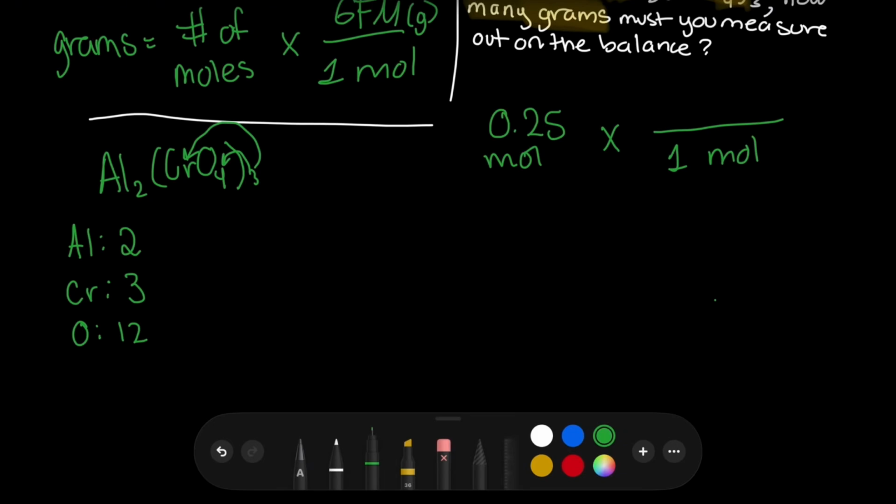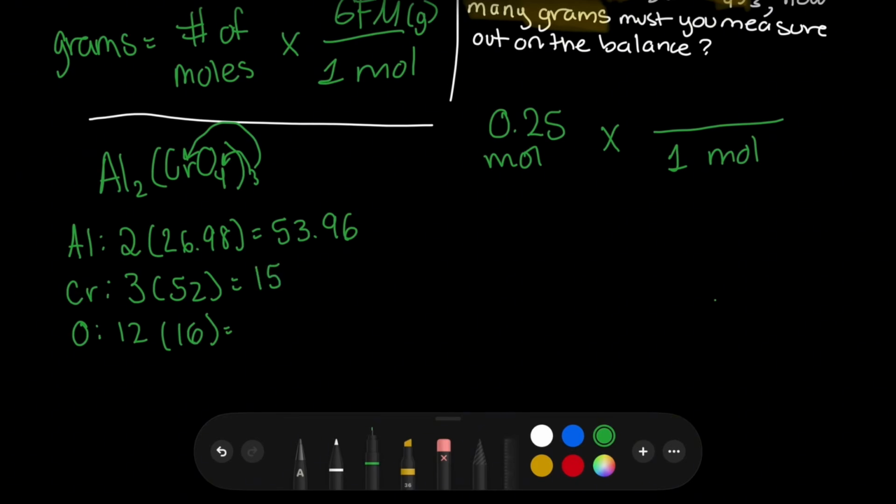So now we figure out what the average atomic mass is. So aluminum's average atomic mass is 26.98. For chromium, it's 52. And for oxygen, it's 16. So we would get 53.96 for aluminum. We would get 156 for chromium. And we would get 192 for oxygen.